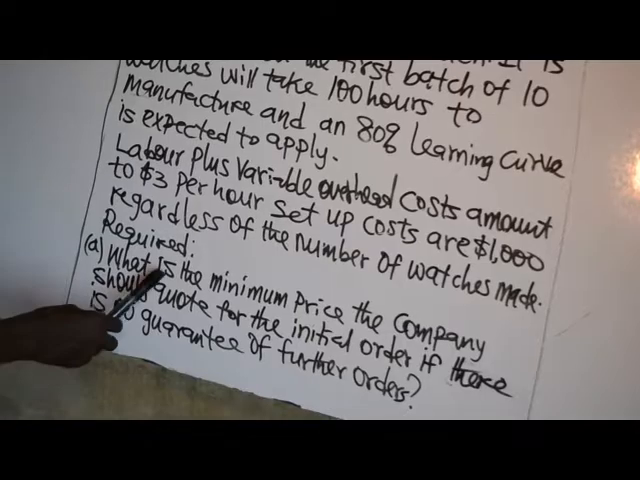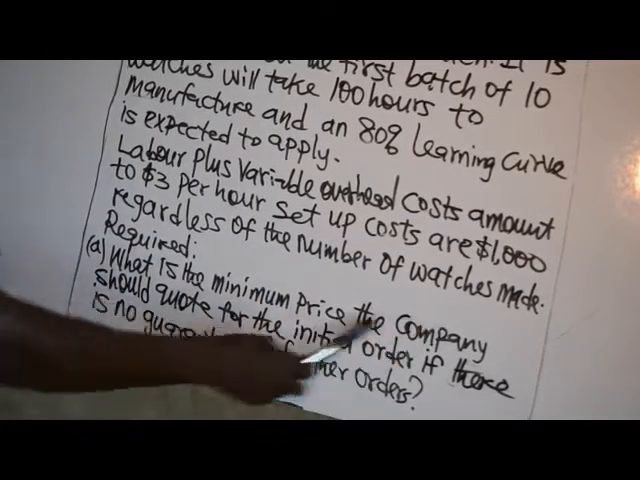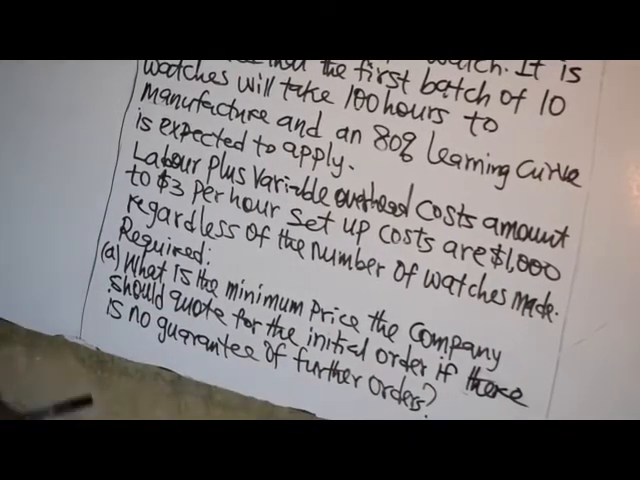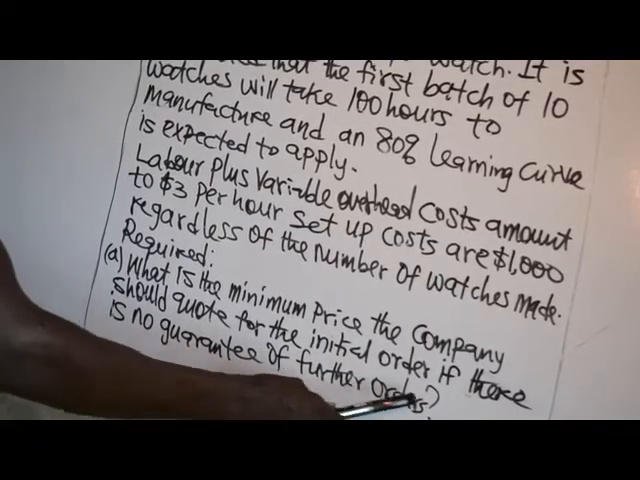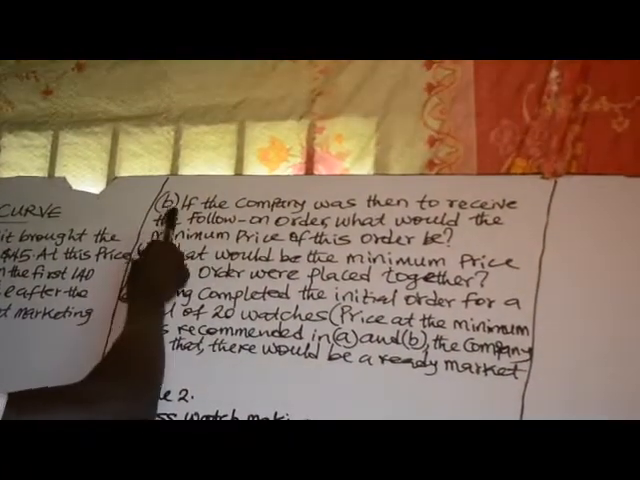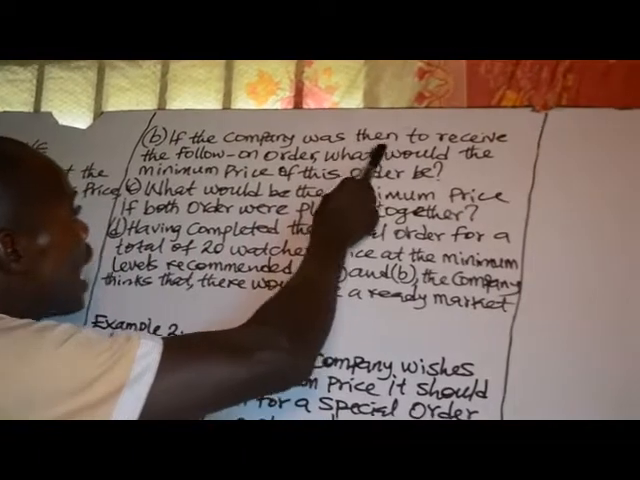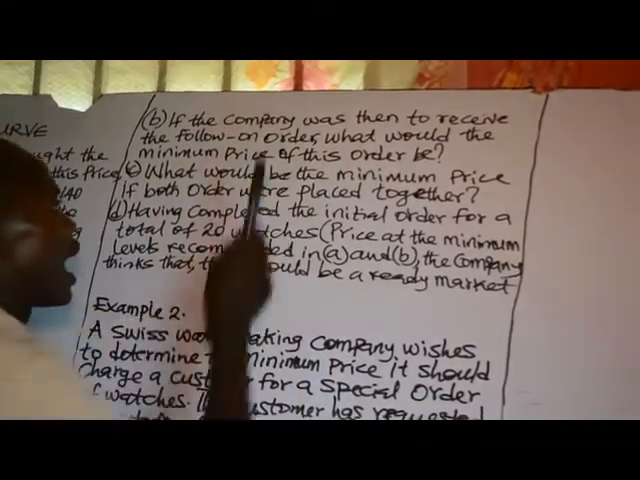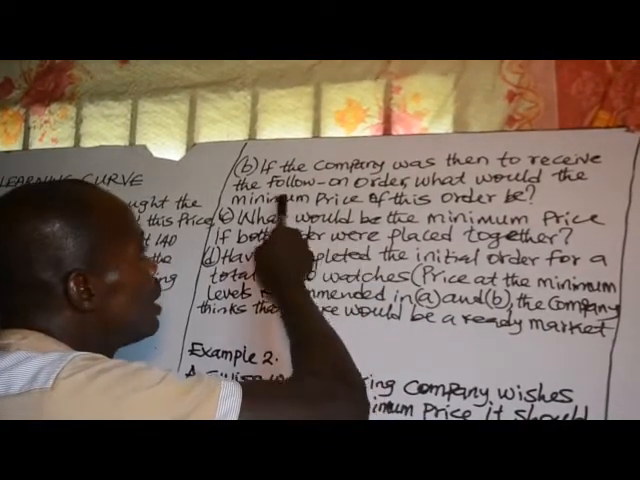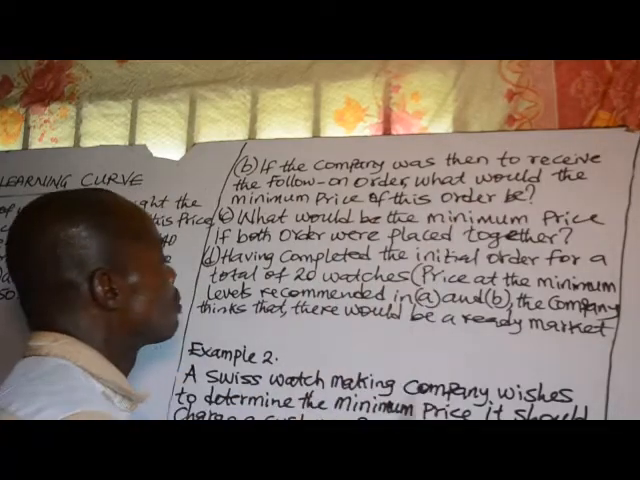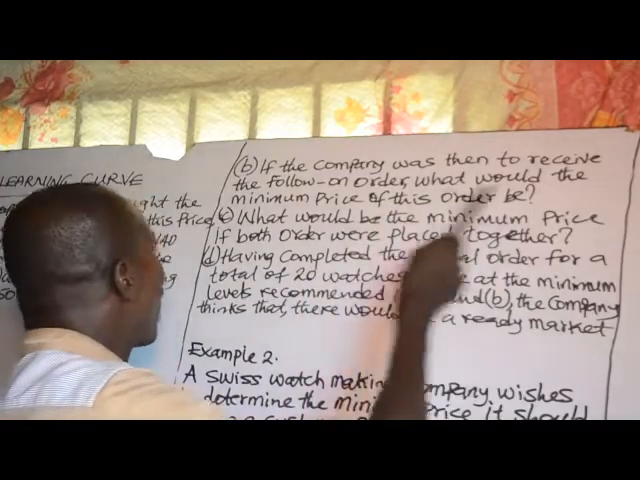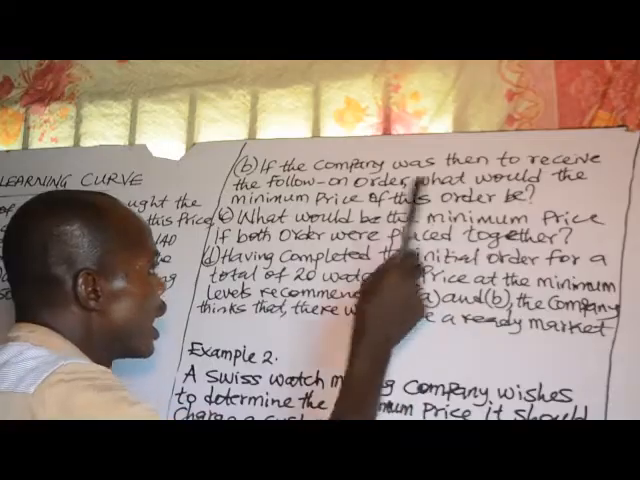A. What is the minimum price the company should quote for the initial order if there is no guarantee of further orders? B. If the company was then to receive the follow-on order, what would the minimum price of this order be? C. What will be the minimum price if both orders were placed together?